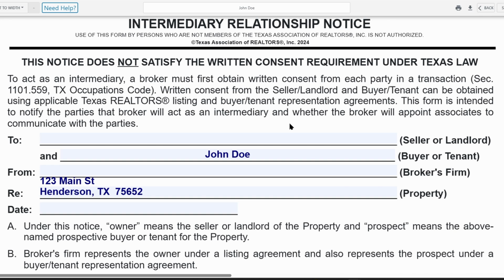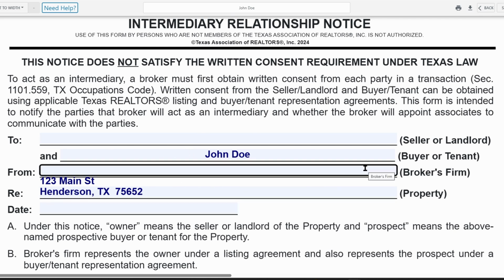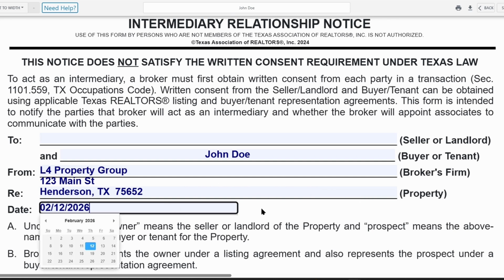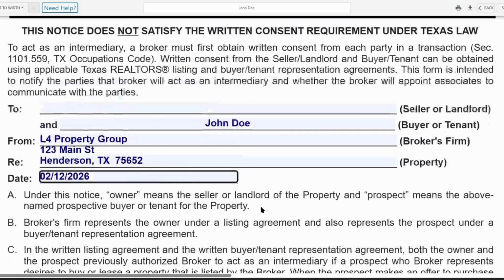There's two different kinds. But starting out, at the very beginning of this form, this is where the seller's information will go. One seller, two sellers, however many you have, and then your buyers. From this will be your brokerage, our broker's address, and then the current date, the same date that you're getting this signed. You're going to have to get this signed the same time you get the rest of your paperwork done.